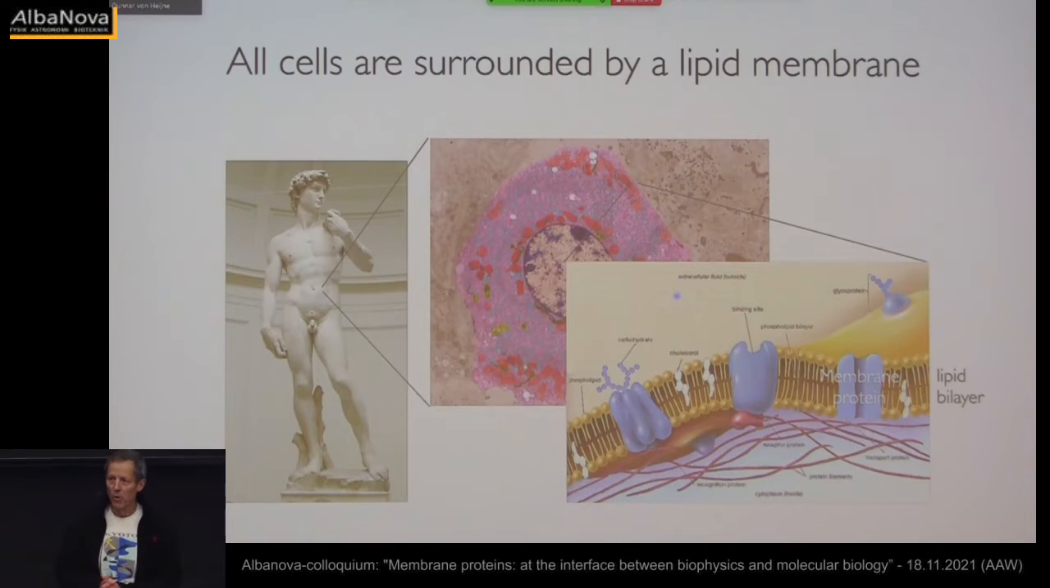Okay, so all cells in the body, of course we're all made of cells, are surrounded by something called a lipid membrane. If you take an organ and you zoom in on a cell, this is a liver cell that has been colored artificially, of course, you see the cell nucleus, you see lots of organelles of various kinds that do various kinds of biochemistry in the cell. And then what you don't see is this very thin membrane that surrounds and protects the cell. It's so thin that you don't actually see it in this electron micrograph. It's about 50 angstroms across. But if you blow it up, it looks like this.